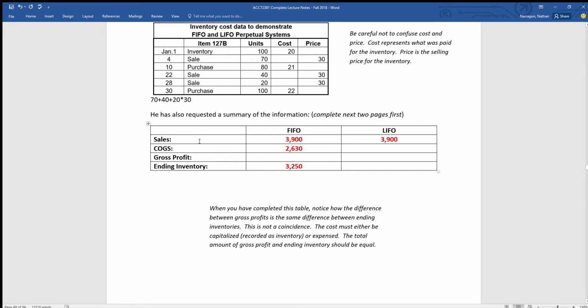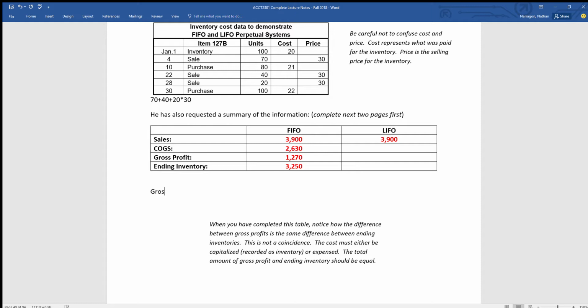To get gross profit, we're using the same formula as in chapter 4. You're going to take your revenue, which was the sales, minus my cost of goods sold. So you should get 1,270. Remember, gross profit equals net sales minus cost of goods sold, or cost of merchandise sold, however it's read. You have to remember that part, and that will give us our gross profit.